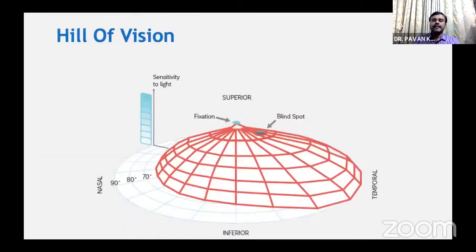When we obtain the data from all the retinal points through the perimeter and put it on a map, we get a 3D map called the hill of vision, where the fovea occupies the peak, and the rest of the retinal points fall on the slope of this hill.